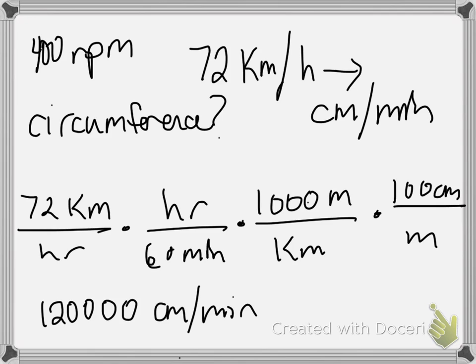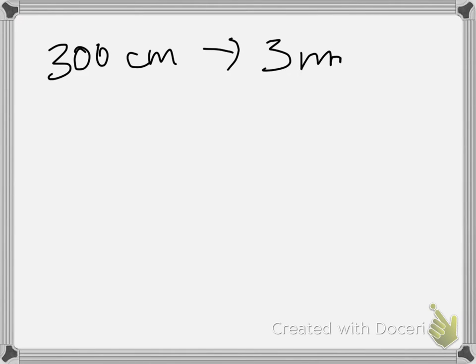400 revolutions per minute. We're just going to take the number of centimeters and divide it by the number of revolutions. So divide 120,000 by 400, and we get 300 centimeters, which is the same as 3 meters. So the circumference of the tire is 3 meters.